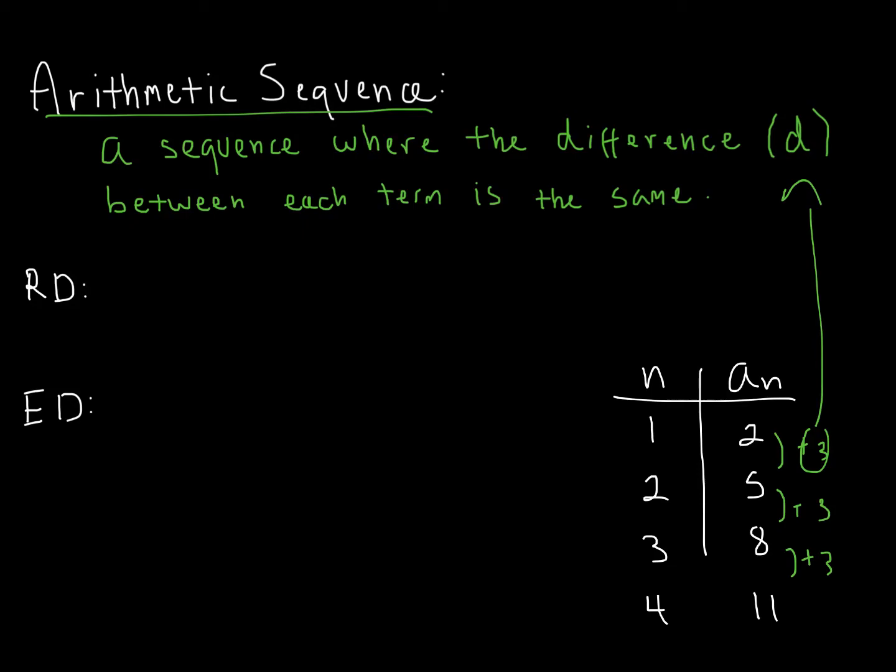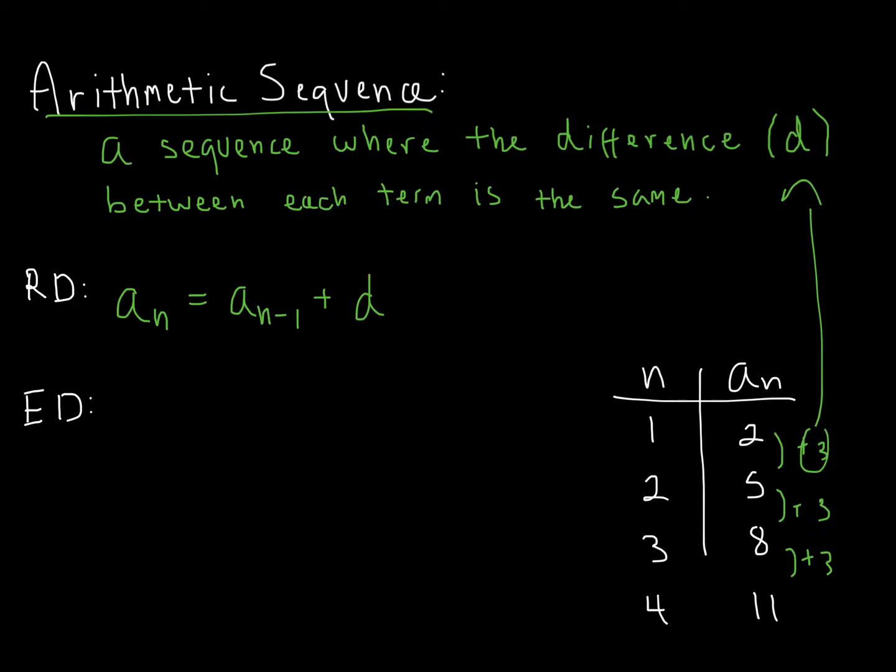So for any arithmetic sequence, I can define it recursively, meaning I can say that a sub n is equal to the term before it, a sub n minus 1, plus d. Okay? So, it makes sense. Any term, the nth term, I can find it by taking the term previous and adding that constant difference term.